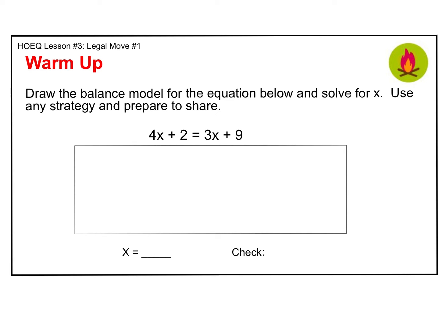Welcome back. To start today, I'd like you to practice what we did in our last lesson, which is translate this algebraic expression into our visuals with the triangles and then solve. So go ahead and pause the video and start that now.